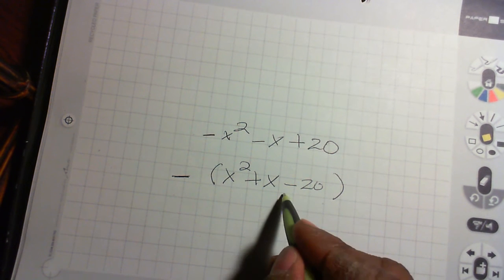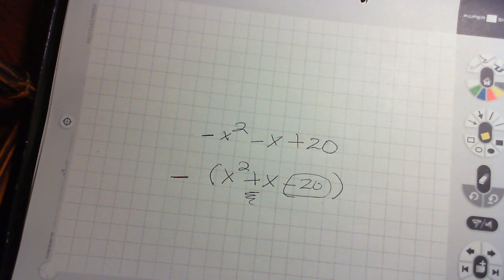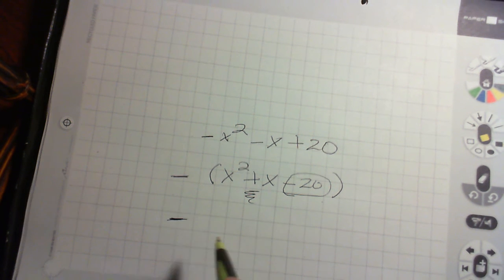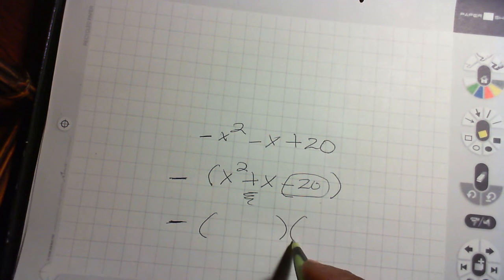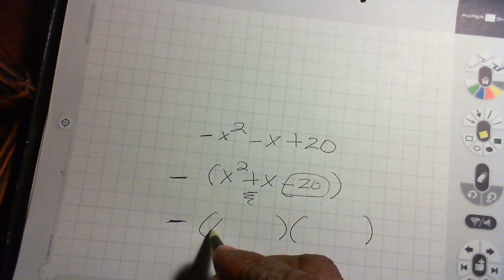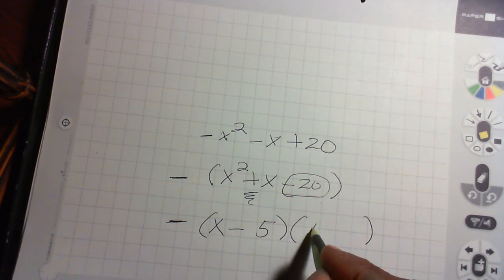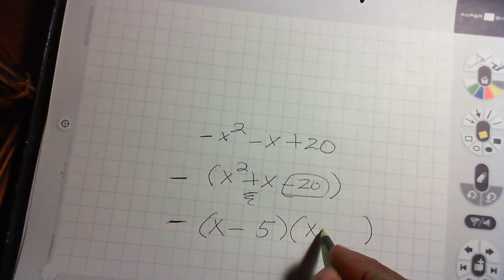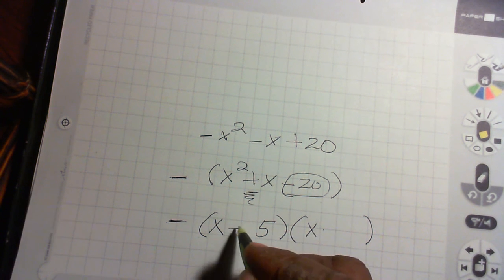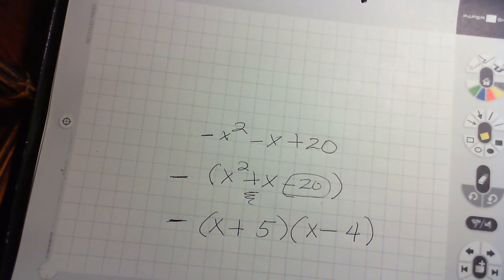Right, now I can find two factors of negative 20 that will add up to a positive 1, the coefficient of x. Now, don't forget your negative, so that will give me what? 5 and negative 4. So x squared, x minus 5, x plus, I'm sorry, I have this backward. Okay, so x plus 5, x minus 4.